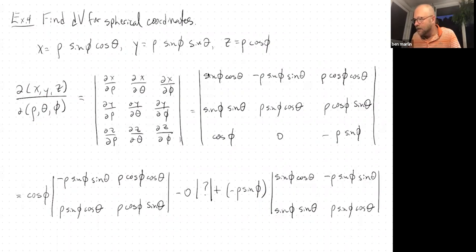All right, so we know the conversion to spherical coordinates, and so we'll deal with the x's, and across the top is the derivatives of the x's, and we go just in order, rho, theta, phi, and so you end up with a sine phi cosine theta, a minus rho sine phi sine theta, and a rho cosine phi cosine theta.